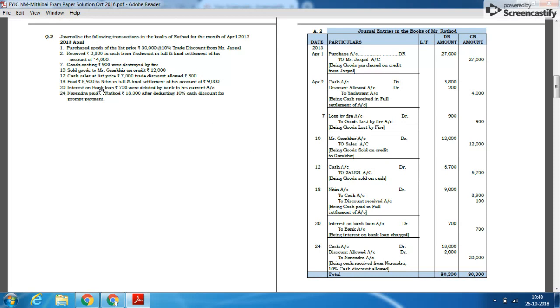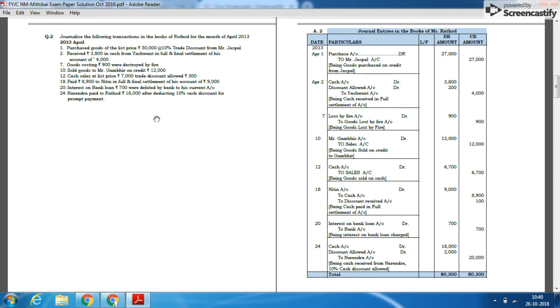The next one is paid 8,900 to Nitin in full and final settlement of rupees 9,000. So here we have received a discount of 100 rupees. So Nitin's account will be debited by 9,000, cash going out credited with 8,900, and we got a discount of 100 which will be credited to discount received account. So the entry is Nitin debit to cash credit to discount received. The next one is interest on bank loan is 700, which was debited by bank to his current account, which means bank has deducted 700 from our account, which is a payment for us. So interest on bank loan account debit to bank account credit 700 rupees.